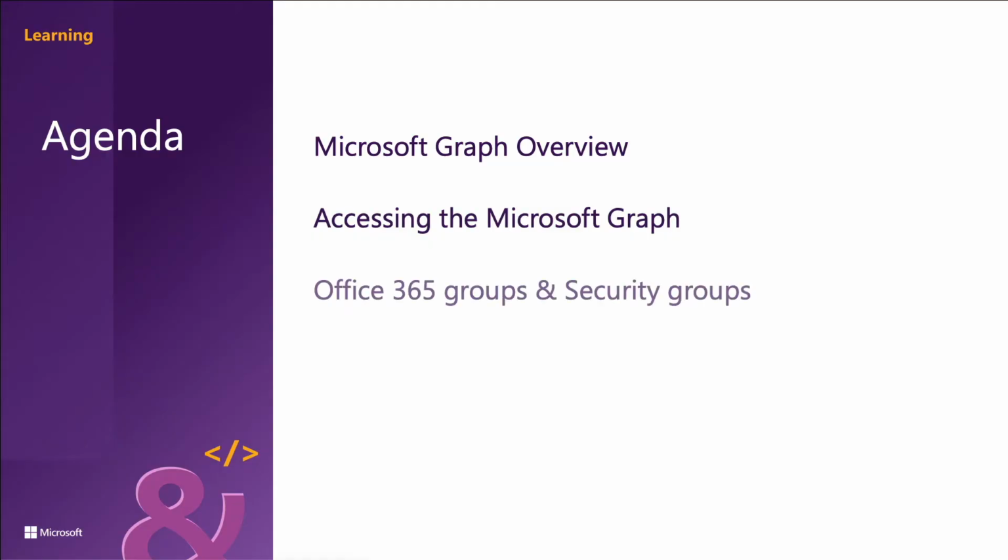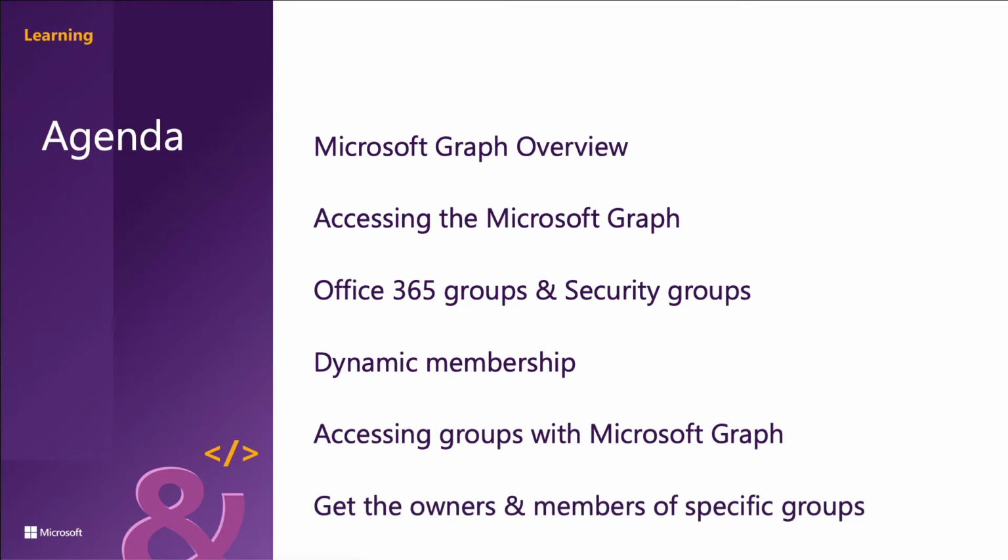In this section, you'll learn what groups are and the basics of working with groups using Microsoft Graph, including the required permissions, and the differences between security groups and Office 365 groups. Finally, you're also going to learn how to work with groups, including how to get information about a specific group and the users who manage that group and the users that are members of that group as well.